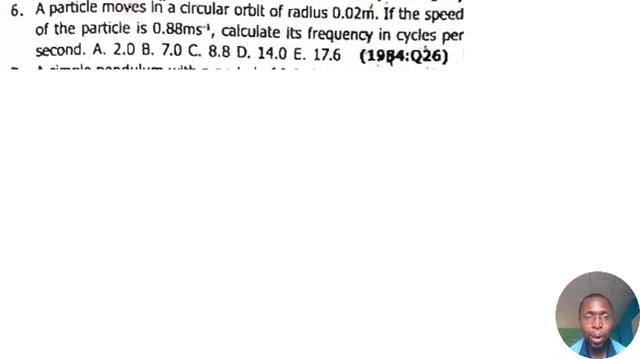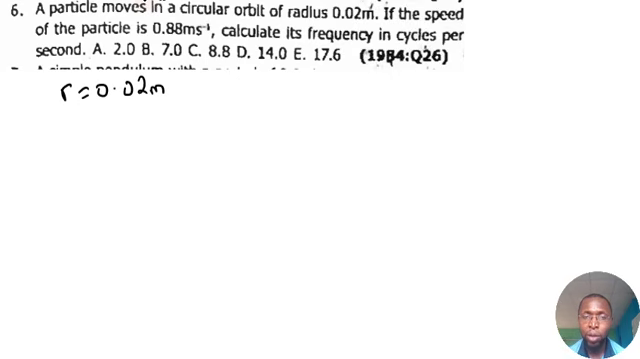Here it said a particle moves in a circular orbit of radius 0.02 meters. If the speed of the particle is 0.88 meter per second, calculate its frequency in cycles per second. All right. So let's go back to the question again. A particle moves in a circular orbit of radius 0.02 meters. So we are given radius here to be 0.02 meters, right?